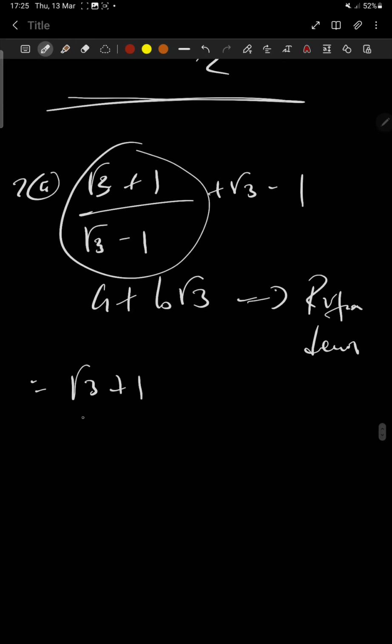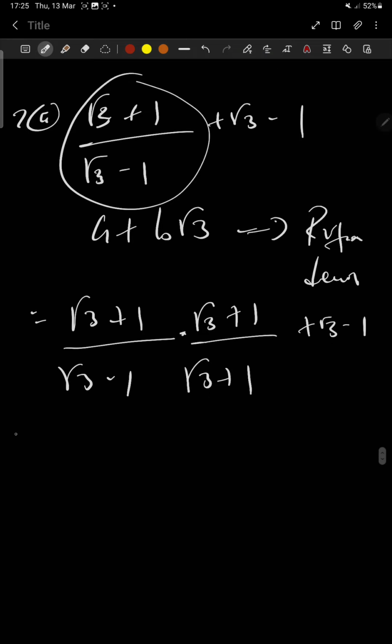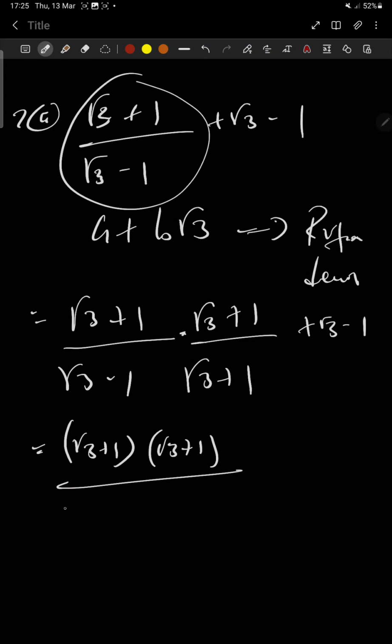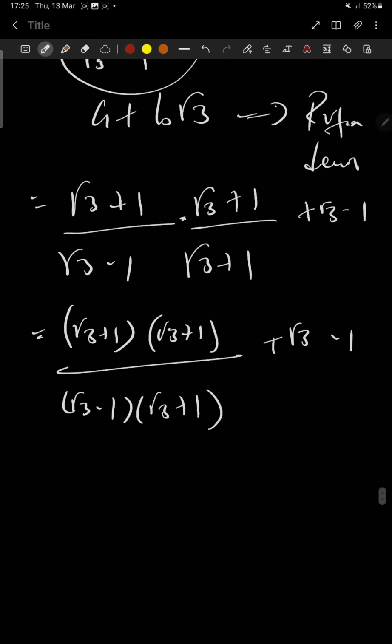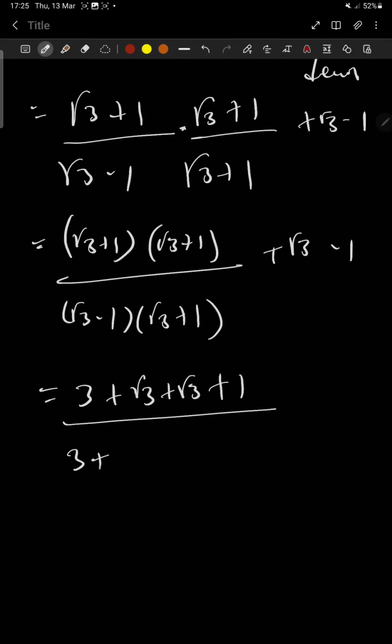So we're going to have square root of 3 plus 1 over square root of 3 minus 1. I'll multiply with the square root of 3 plus 1, alright, over square root of 3 plus 1. Then I'll expand square root of 3 plus 1 and square root of 3 plus 1 over square root of 3 minus 1, square root of 3 plus 1. Okay, then I'll expand what is on top. This will be 3 plus square root of 3 plus square root of 3 plus 1 over 3 plus square root of 3 minus square root of 3 minus 1.